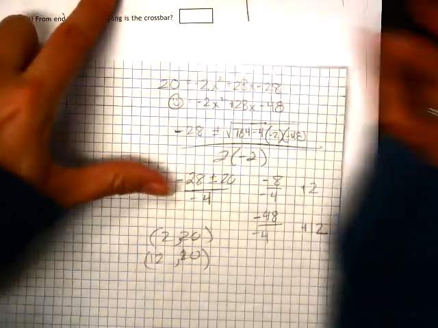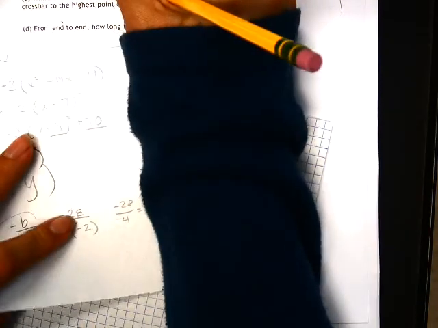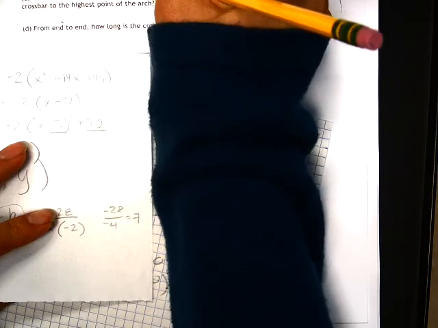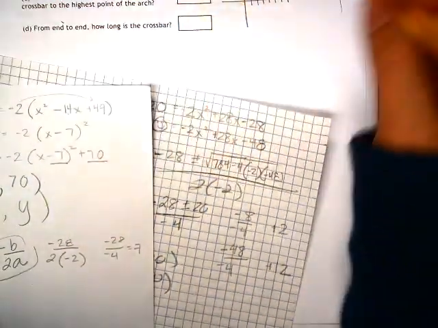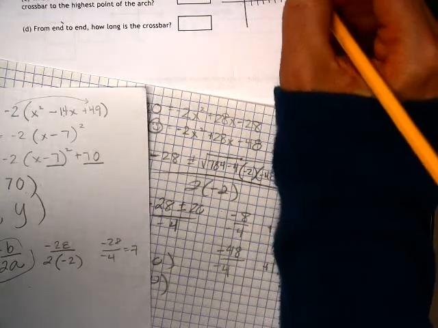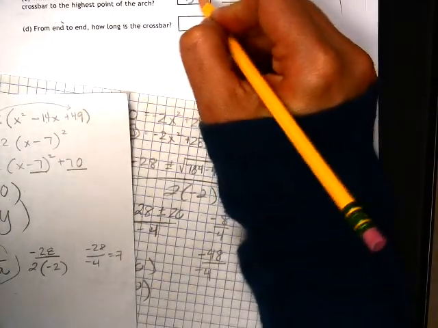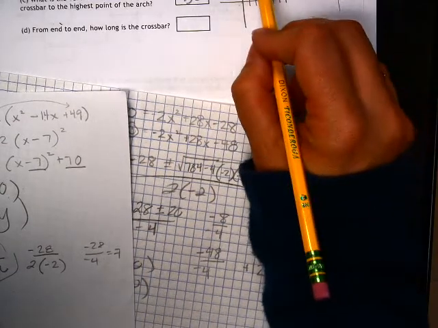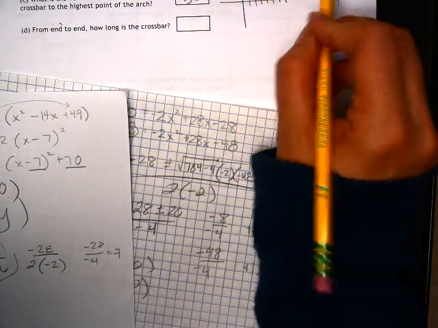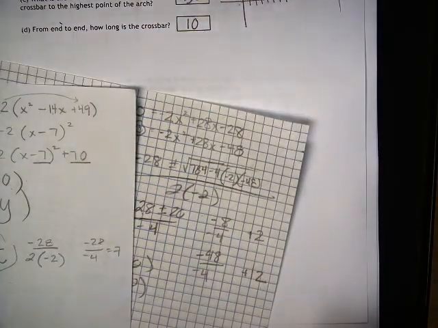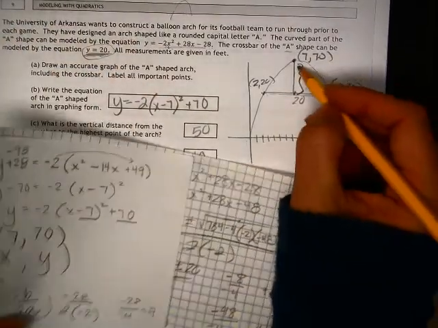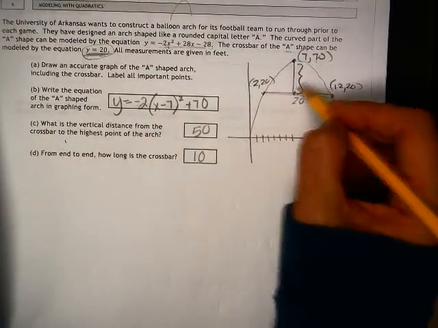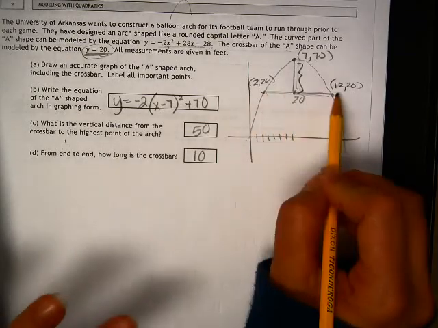So write it in graphing form. That's what we did way back somewhere. Oh, here. We had y is equal to negative 2 times (x minus 7) squared plus 70. The vertical distance from here, which is 20, to here, which is 70, is 50. So that's what I'm asking for there. And then from end to end, from here to here, from 2 to 12, it is a total of 10 going across. Hopefully that helps. Again, that was the vertical distance of 20 to 70, so that was 50, and then the horizontal distance of 2 to 12 gave me 10.